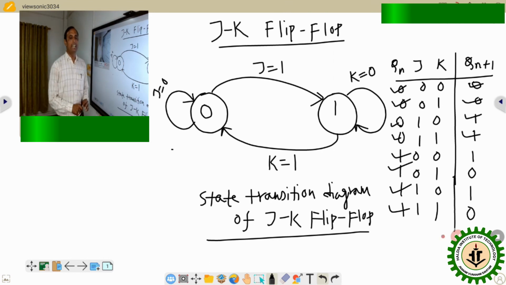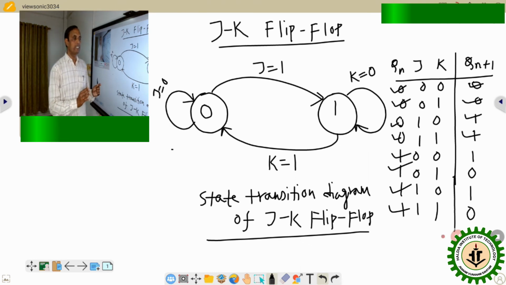Okay. The last flip-flop is the T flip-flop. The full form of T flip-flop is toggle flip-flop. That toggle flip-flop comes totally from the JK flip-flop. That means if we short the J and K inputs, then it will become a toggle flip-flop. We have already seen the circuit diagram of J and K, so I am not drawing the J and K circuit.